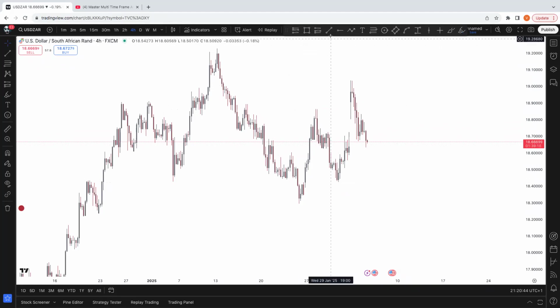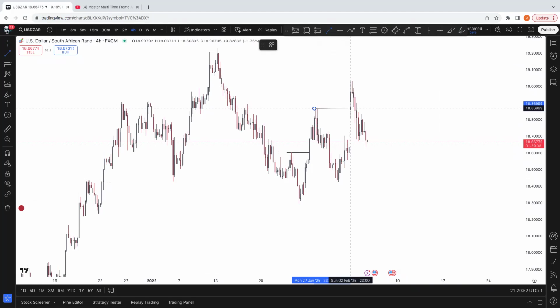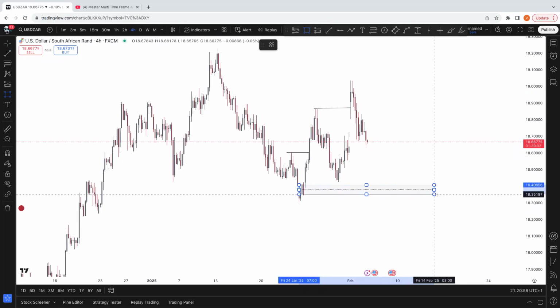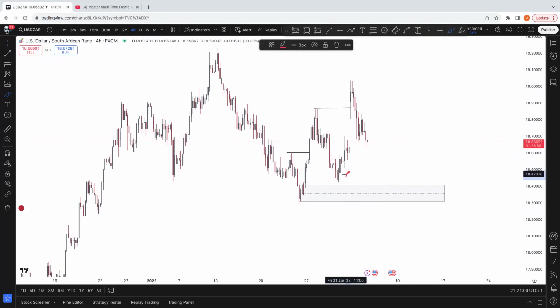In this scenario, you're going to agree with me that we have our change of character here, and we have our BOS here, right? And then what is our projection? Remember our rule, that price is always going to come back to take our B, right? So this zone then becomes our A. This is our B.